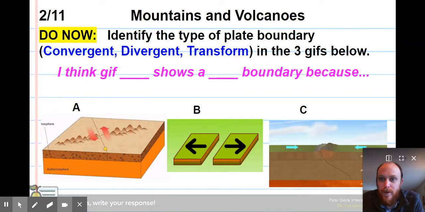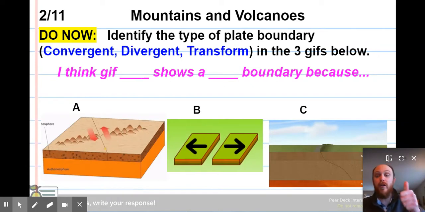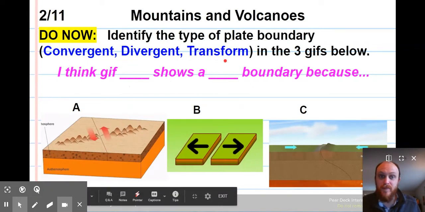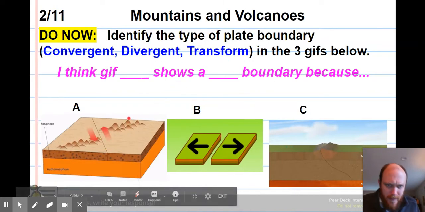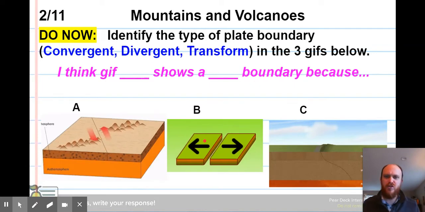missed. First of all, a little review from last class on Thursday where we learned about convergent, divergent, and transform boundaries. You can see those here. Will you label them? These three GIFs are the three different boundaries. Remind yourself which is which.